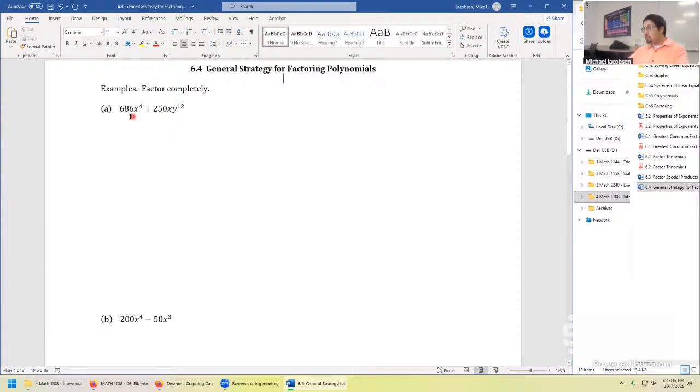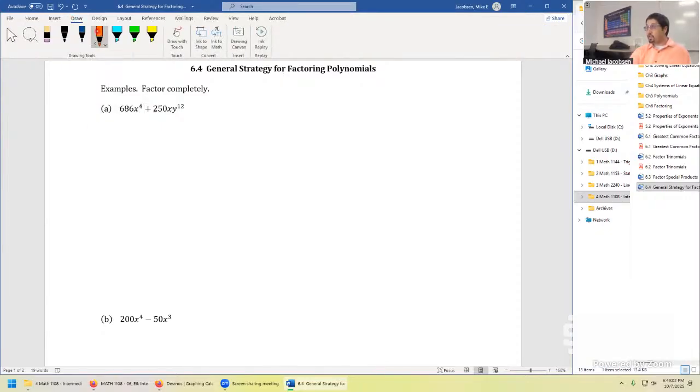By the way, this one looks pretty rough. The huge number is 686, x to a power 4, but over here is x to the power 1. Also, it looks like 2 divides both of those. So the first strategy we're going to use is really the most fundamental one. On every single problem, step 1, factor out the greatest common factor if possible.